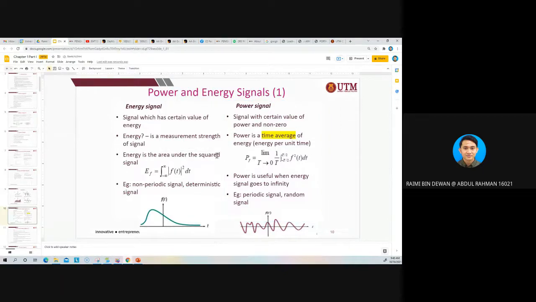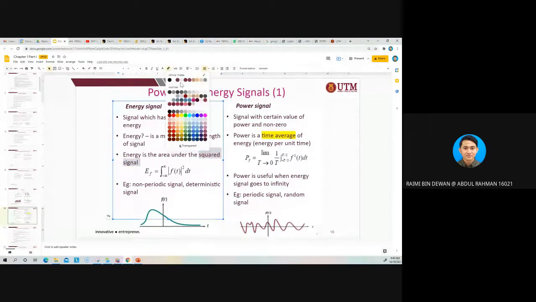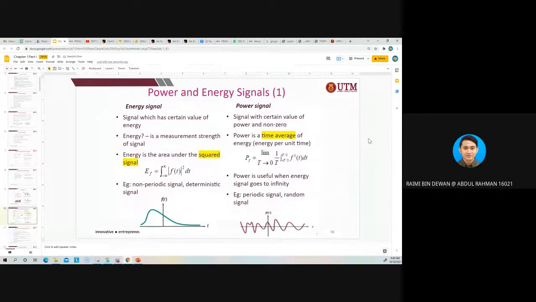It's a time average. This one is a squared signal. I just use this so it will be a focus for you guys. Okay, so I save first. Oh, this one is already saved. Okay, where was I?